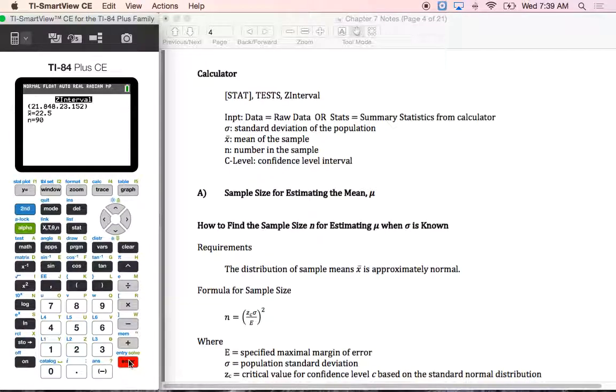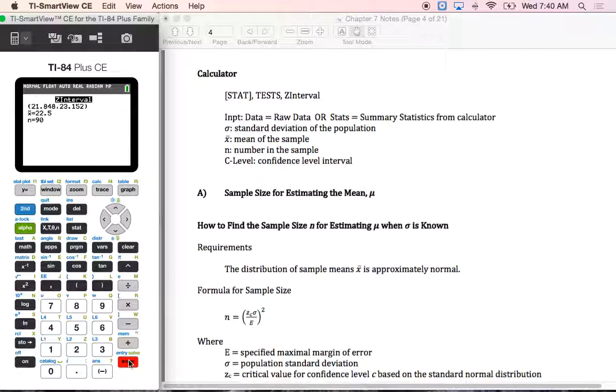Now here it tells you what your interval is going to be very close to. So it's saying about 21.848 and 23.152. Now if you look at those numbers and our numbers, it's the same. It's just they rounded to 3 decimal places, not 2. So you do get the same interval. It's a nice way to check yourself. But they do not tell you what your E is. You're going to have to do that by hand.